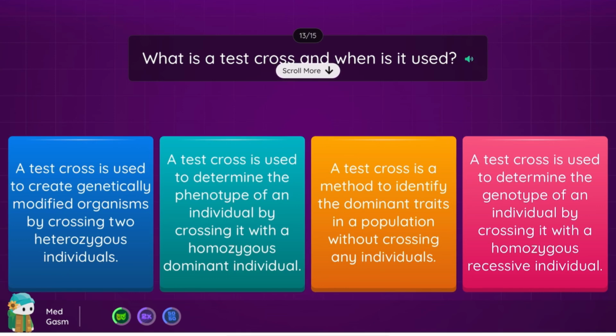Option 3. A test cross is a method to identify the dominant traits in a population without crossing any individuals. Option 4. A test cross is used to determine the genotype of an individual by crossing it with a homozygous recessive individual.